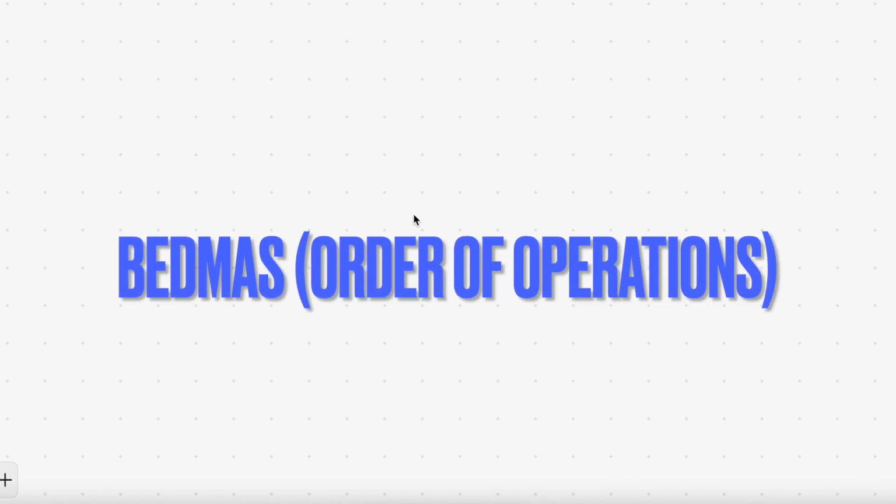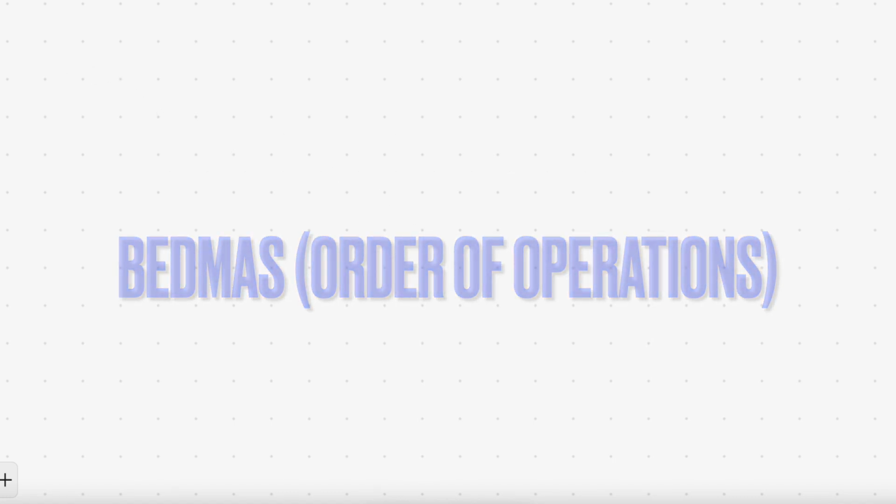Today we will be learning a math concept known as BEDMAS, or order of operations. BEDMAS is actually an acronym. B stands for brackets, the E stands for exponents, the D stands for division, the M stands for multiplication, the A stands for addition, and the S stands for subtraction.